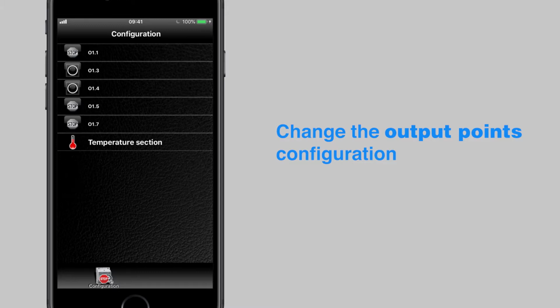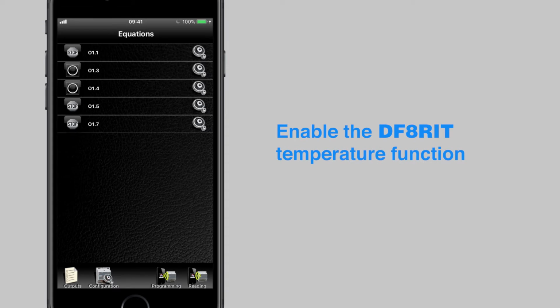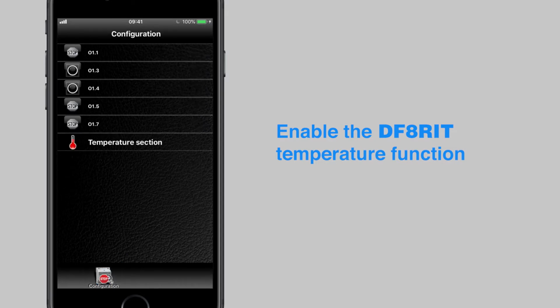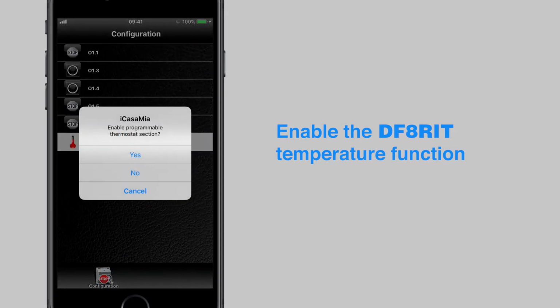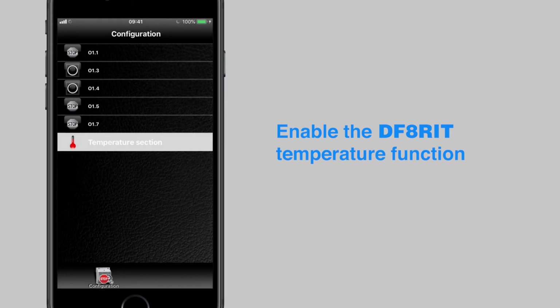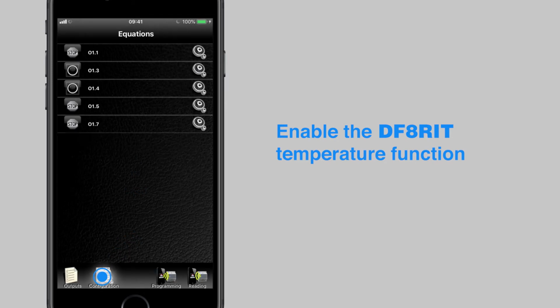To enable the DF8RIT temperature section, proceed as follows. Press Configuration in the bottom left corner of the equation screen and select Temperature section. A pop-up will ask the activation of the time thermostat section. Press Yes. Press Configuration again in the bottom left corner in order to end the configuration.